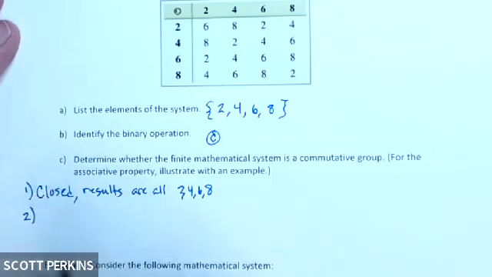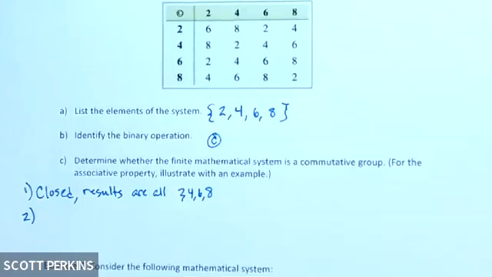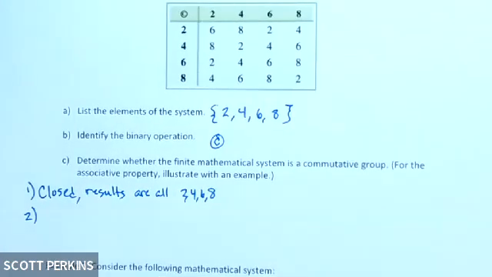Step 2, I'm going to give you 30 seconds. See if you can identify, is there an identity? If there's an identity, tell me what it is. If there's not, write no identity, and we'll be done with the problem.